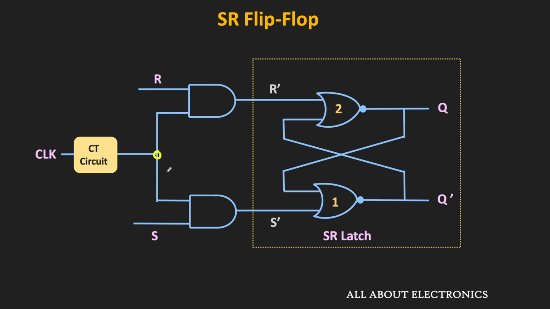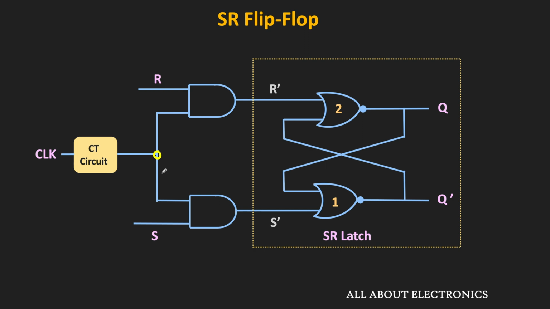If we directly apply the clock signal over here, then it will behave as the level triggered flip-flop. But as we have seen in the previous videos, using the pulse transition detection circuit, the same gated latch can be converted into the flip-flop. So with this additional circuit, this circuit will work as the SR flip-flop.